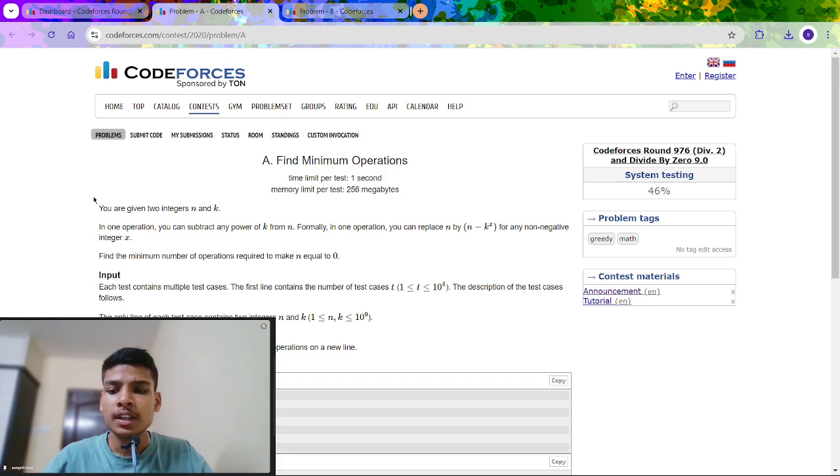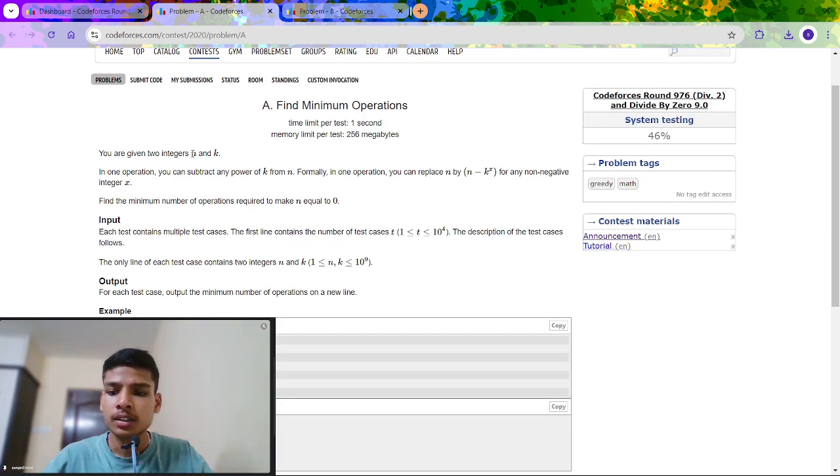So in this question, we are given two integers n and k. There is an operation given to us, and what is the operation? We can subtract any power of k from n. More formally, you can see the definition over here. We have to find the minimum number of operations required to make n equal to 0. So this is the question given to us.